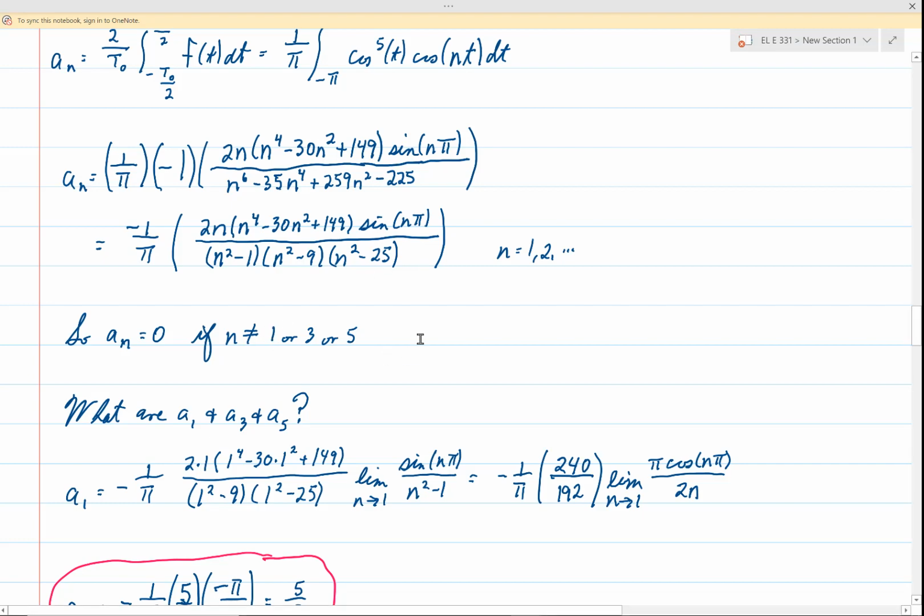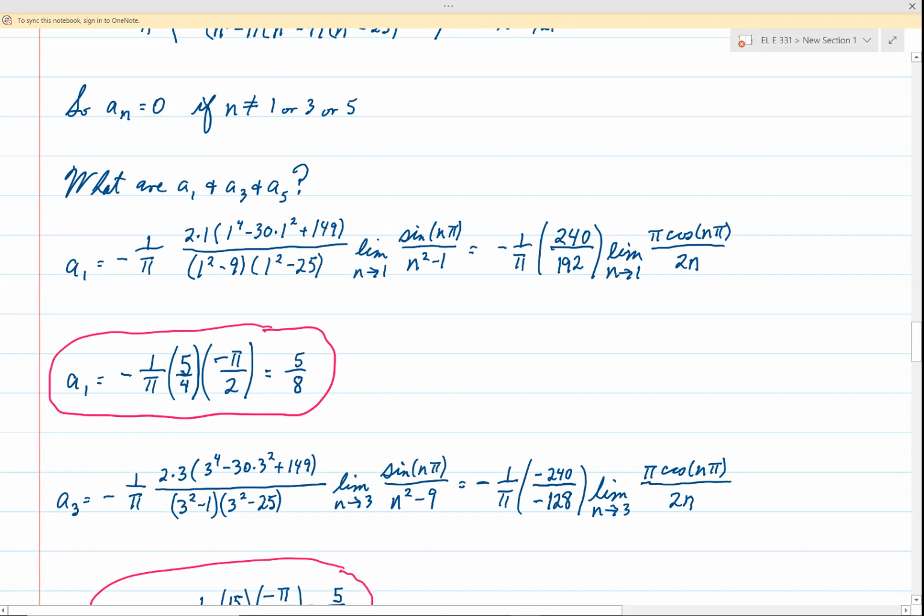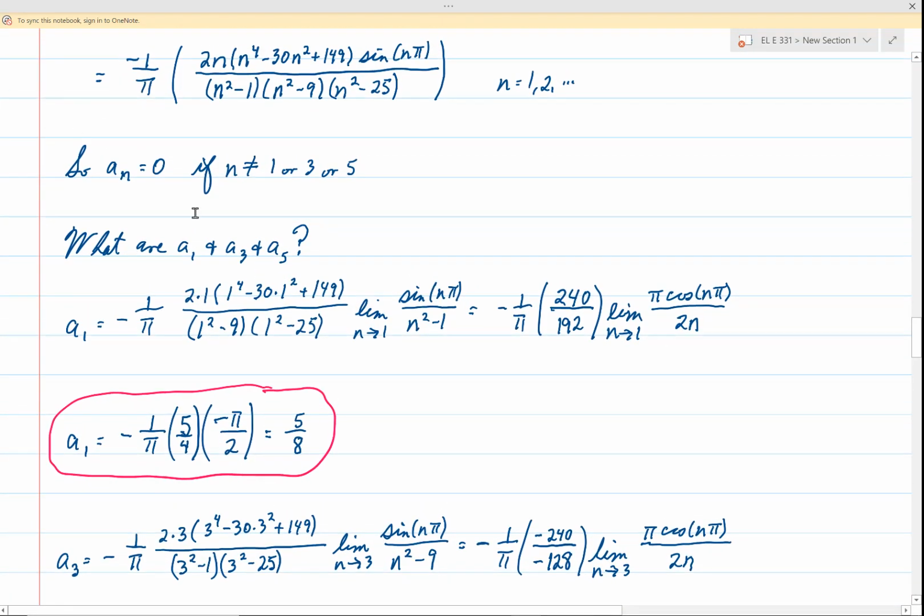But in all other cases, we can say that the coefficient is equal to 0. Why? Because for any other positive integer value of n, the denominator will not be 0, but the numerator will be 0 because of this sine n pi. So we only have 3 coefficients that we're going to have to worry about. And as I said, for each one, we will use L'Hopital's rule just as we did before. Again, we're going to use this formula over and over.